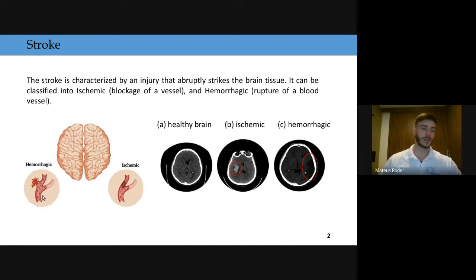The first representation is for the hemorrhagic, in which the rupture of the vessel occurs on the left side. On the other hand, the ischemic stands for the blockage of the vessel. On the right side, we have another image that represents three CT scans from the brain, in which the first one stands for the healthy brain, the second one for the ischemic stroke, and the third one for the hemorrhagic stroke.